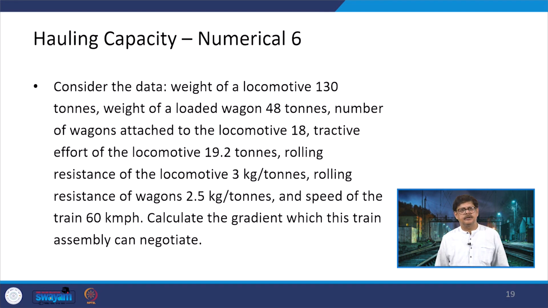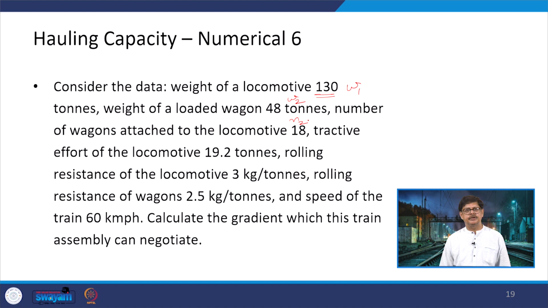Now, here is another numerical. Consider this data: the weight of the locomotive is given as 130 tons, so we can say this is W1. The weight of loaded wagons is 48 tons, so say this is W2. The number of wagons attached to the locomotive is 18, so say this is n.